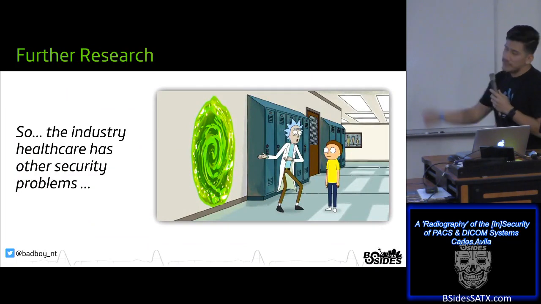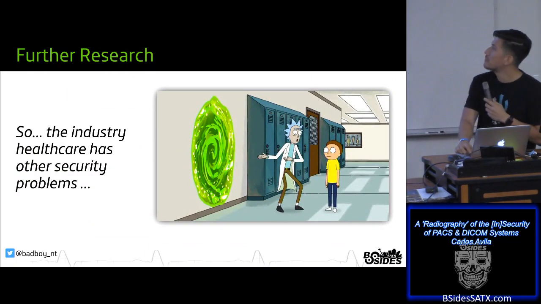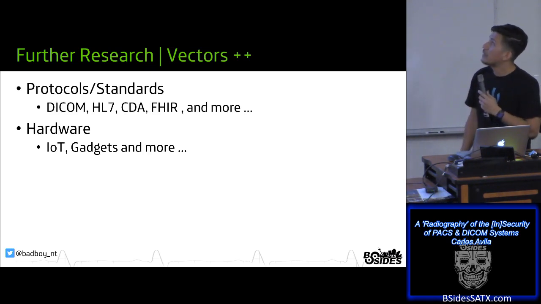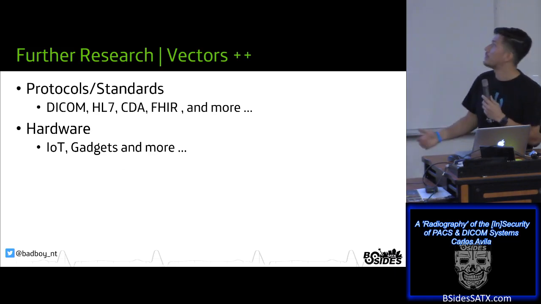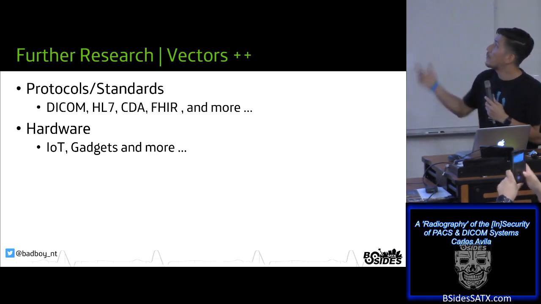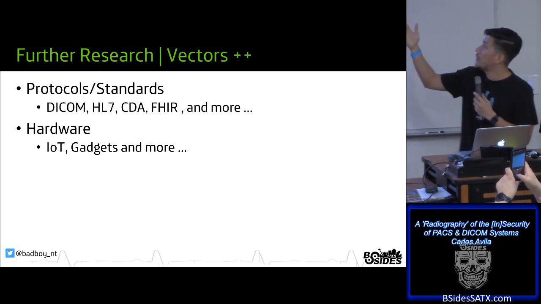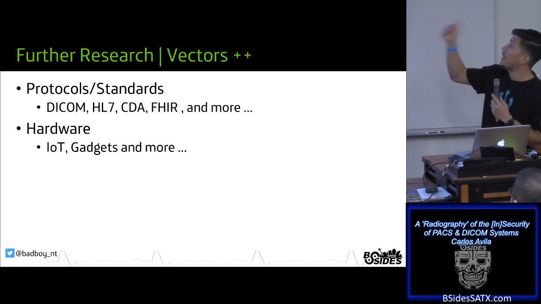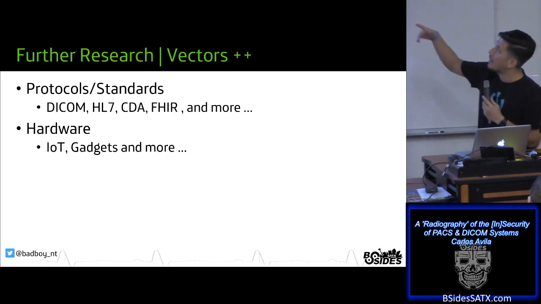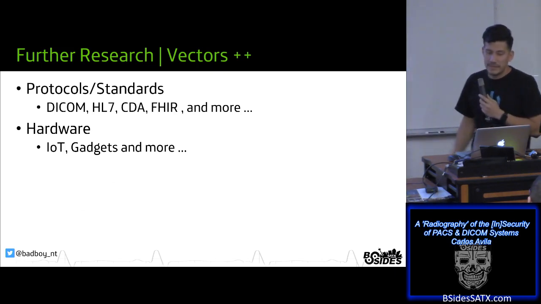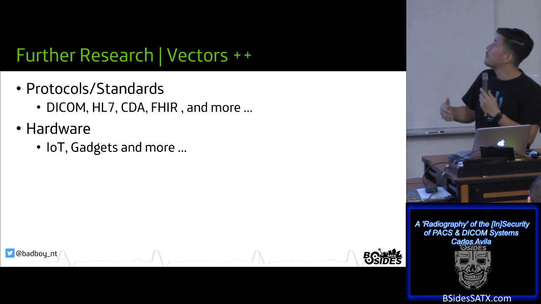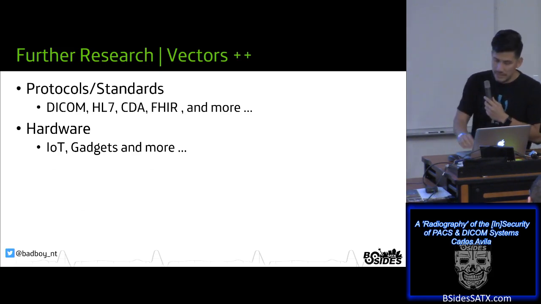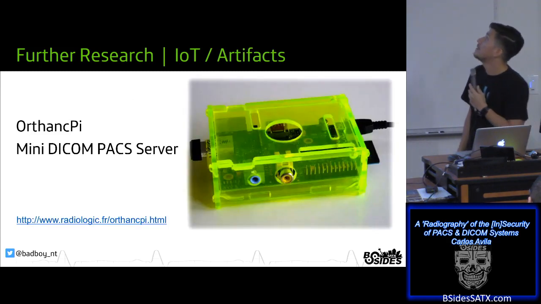So the healthcare industry has other issues. And I'll talk about future research. I'm going to show you other interesting topics for future research. In this case, protocols and hardware. For protocols or standards, you can do more research on DICOM or other things, for example, HL7, CCDA, FHIR, which is a new one, and these are XML structures on which you could do different tests. Then there is other stuff, for example, hardware.